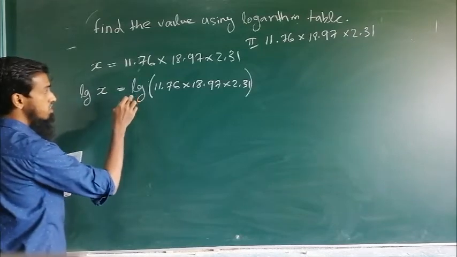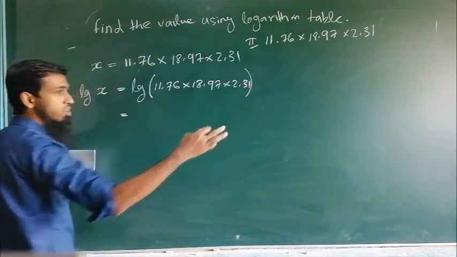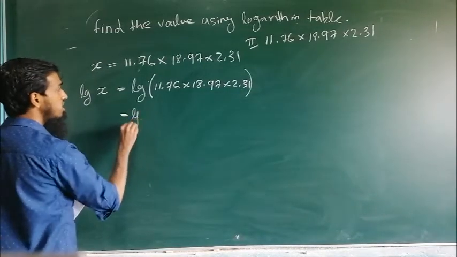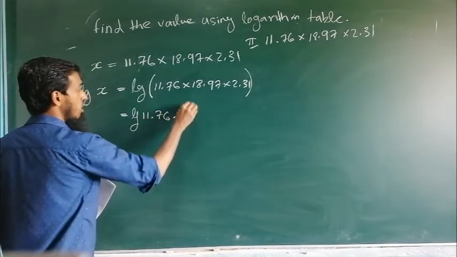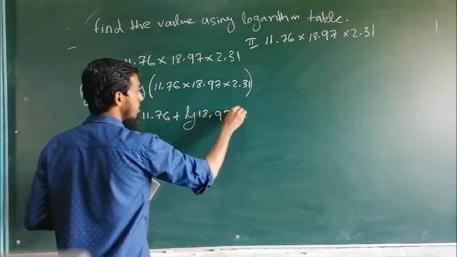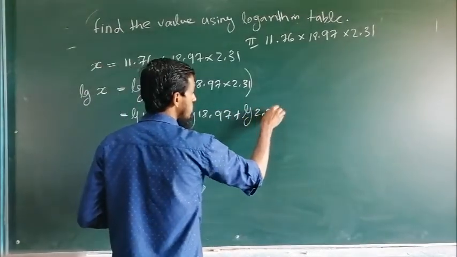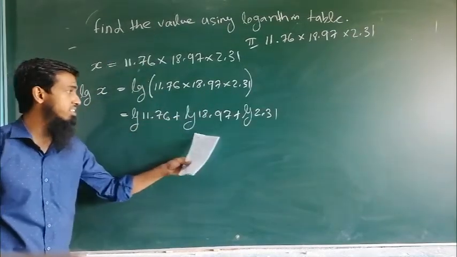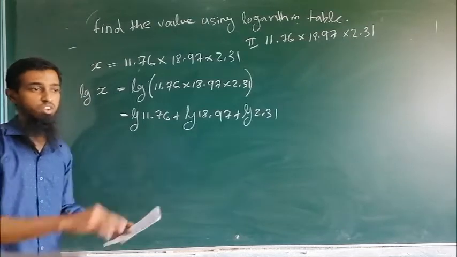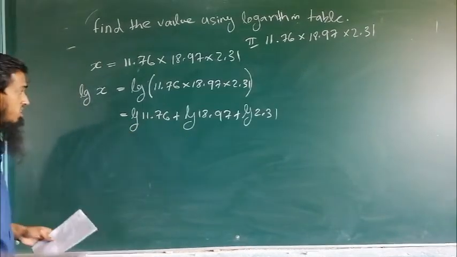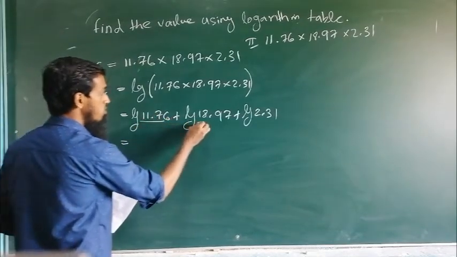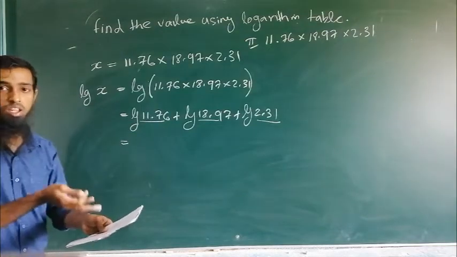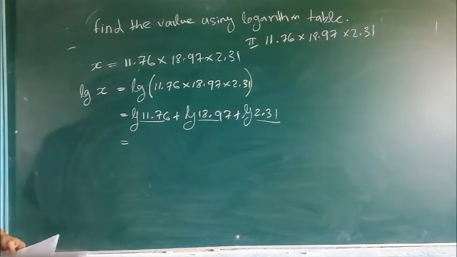So on the right hand side, in a single logarithm, we have three values altogether with a multiplication. So we can write it as separate addition: LG 11.76 plus LG 18.97 plus LG 2.31. With the single log multiplication, the law says we can write it as separate logarithms as addition. If it is division, we can write it as a subtraction. So now with all the values, we have logarithm. LG sign means use the logarithm table. So we need to find the logarithm of each of the numbers.